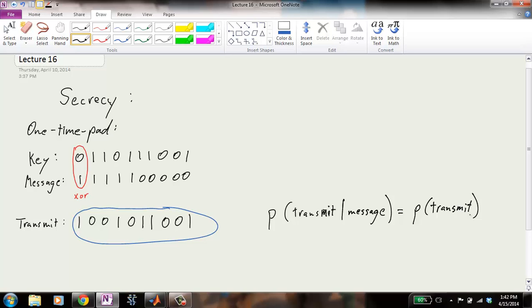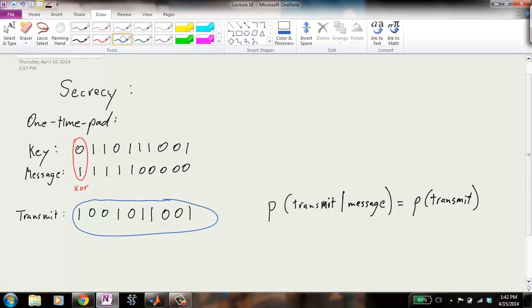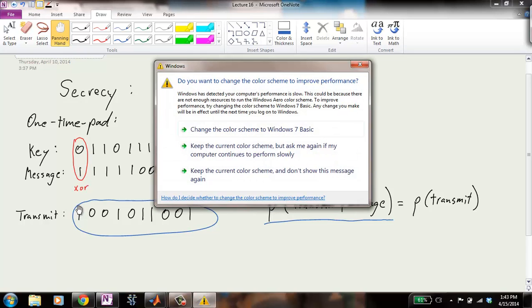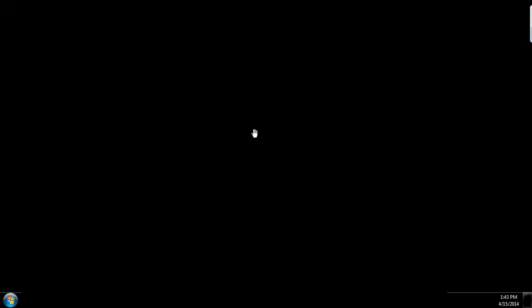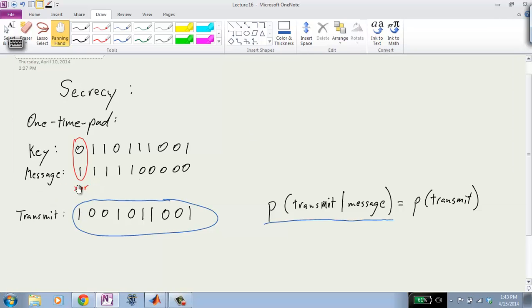In fact, we can see that this part here is easy to evaluate because no matter what our message is, let's say the message bit here is a 1, but the key is random, right? So even though the message bit here is 1, and you have no key here, just because that's a 1, what's the probability that the transmit is a 1? What's the probability that the transmit is a 1 given that the message is a 1 and that the key is random?